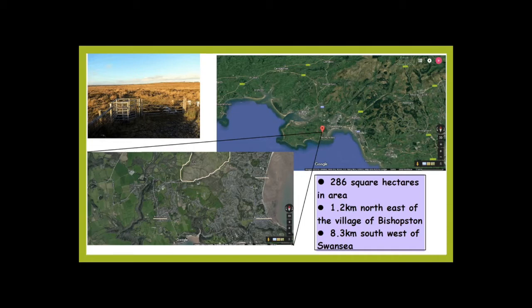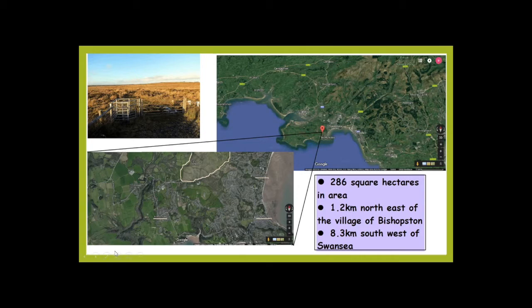Other examples of common land across the Gower that you might have seen is when you're driving up to Cefn Bryn, perhaps. That road that drives up to Cefn Bryn crosses through common land as well. So as you can see, it's a greenfield site. There's nothing developed on it, nothing built on it. It's 286 hectares in area, and it's just over 1 kilometre northeast of the village of Bishopston, about 8 kilometres southwest of the city of Swansea. It's a pretty big area.